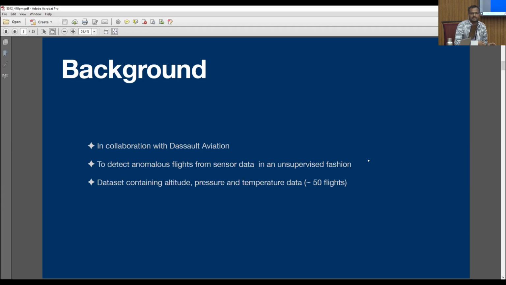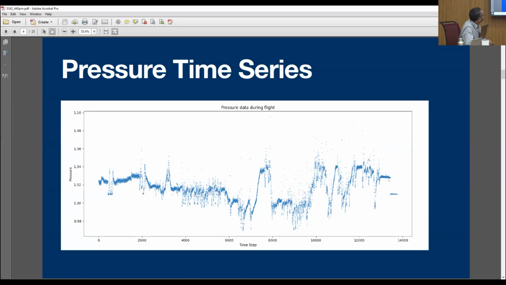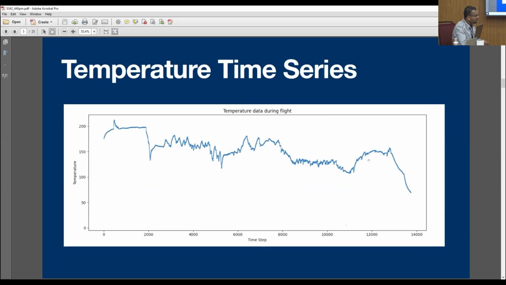They said it's not even big data, like 50 data sets. You cannot do any deep learning. So I said, okay, come on, you do whatever you want. And they said, okay, fine. So this is what we do. This is how your data would look. This is pressure data and this is temperature data. So you have approximately 50 data sets like that with about 7 sensors.